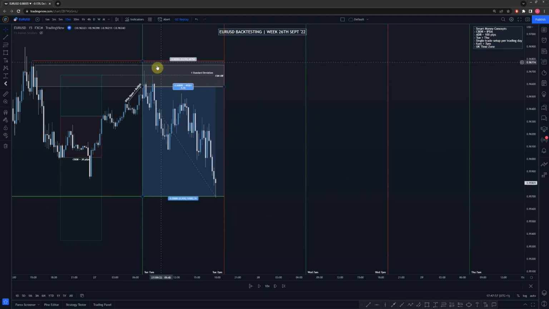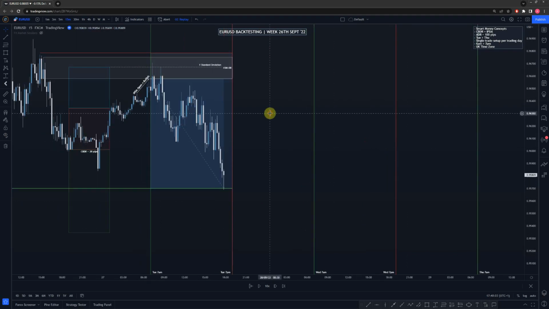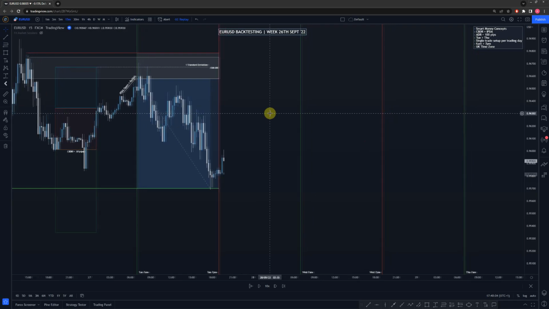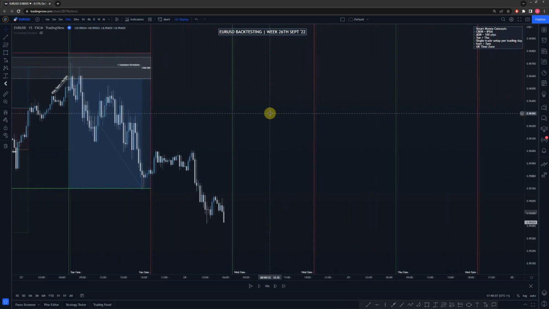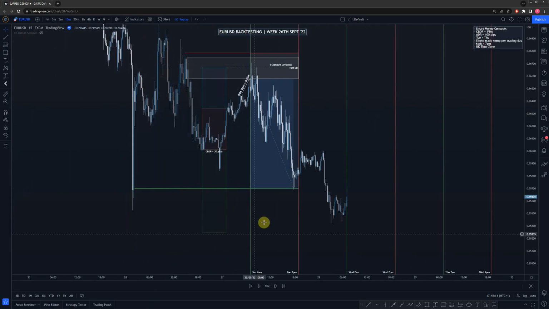So again, I've already got these put into the chart. So we got Wednesday 7 AM. So let's fast forward this chart to that point. Oh wow, you can see price has taken the previous low out of the Euro USD. So let's get that marked out as well.